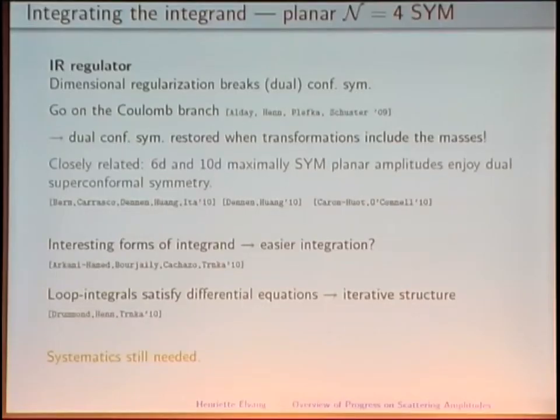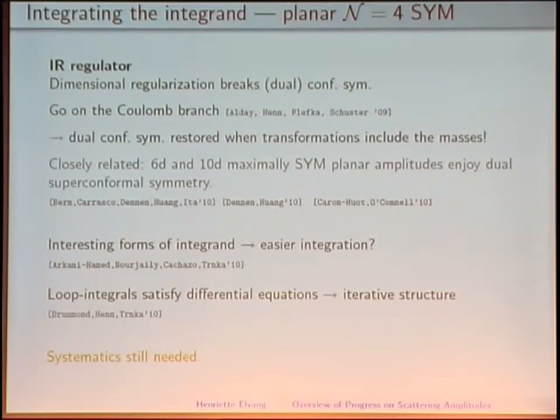Well, in N=4 super-Yang-Mills, you need to worry about the IR divergences. The typical thing to do is to use dimensional regularization, but that breaks the dual conformal symmetry. So it's been pointed out by Henn and collaborators that you can go on the Coulomb branch and use the masses you get there to regulate the amplitudes. And the nice thing about that is that then the dual superconformal symmetry is restored, provided that you generalize it such that it also acts on the masses of the particles.